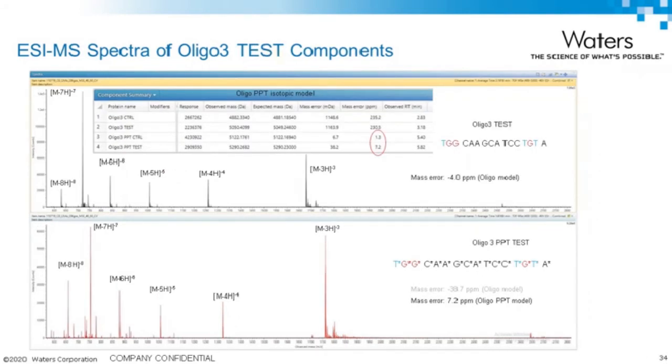The second pair of oligonucleotides is shown here. Both are modified with locked nucleic acid configurations, but the spectrum on the bottom corresponds to a phosphorothioate. Again, if we use the proper model, we obtain very good mass accuracy for the heavily modified phosphorothioate, 7.2 ppm, and we also obtain very good mass error for the regular oligo, minus 4 ppm.